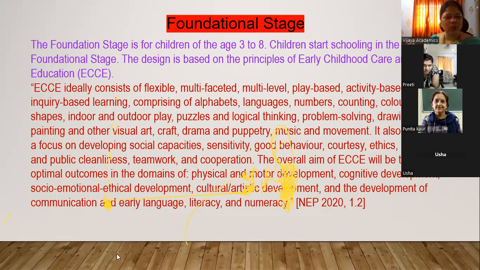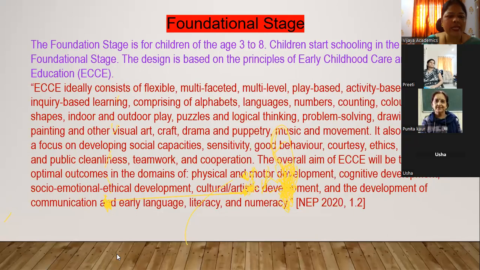If somebody is asking you, what is the meaning of ECCE? And if you are not able to give the answer, it's really pathetic. So whatever the terminologies are used right now in the NEP, please go through it and try to remember. As a teacher, you should be aware of it. Okay. The design is based on the principles of early childhood care and education.